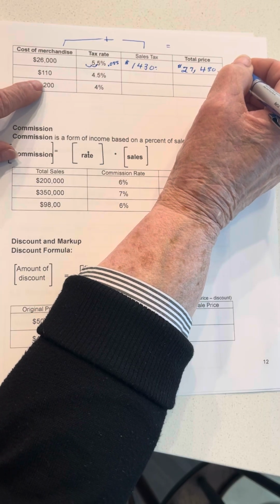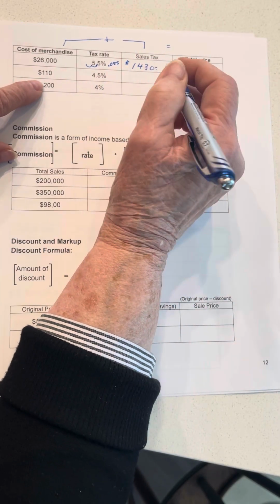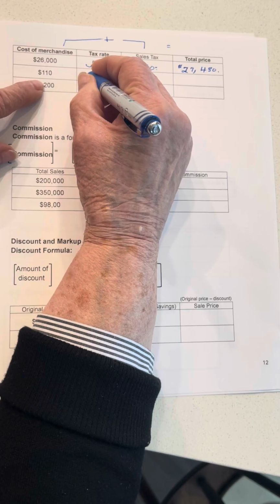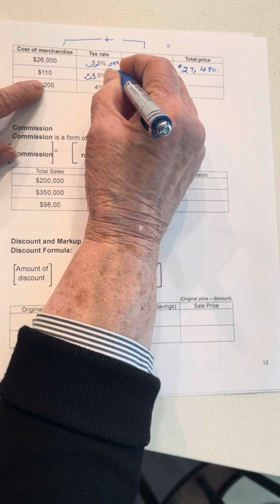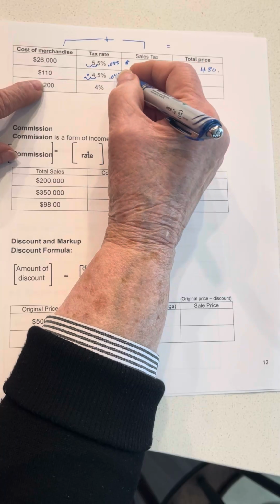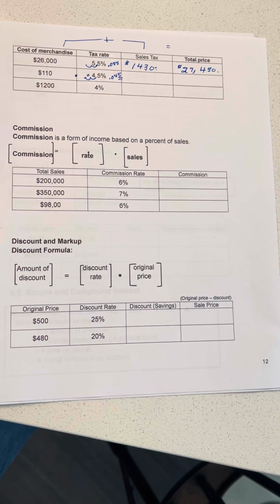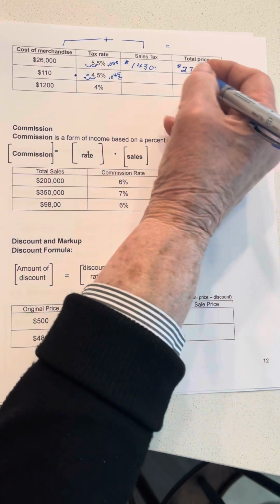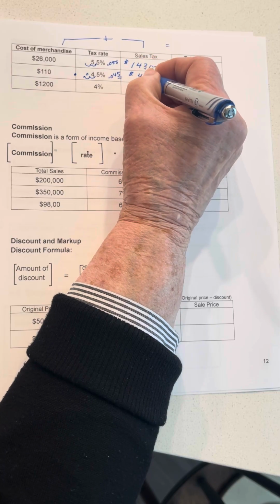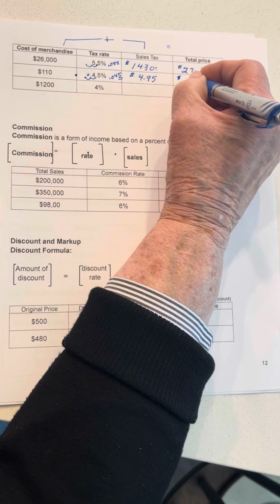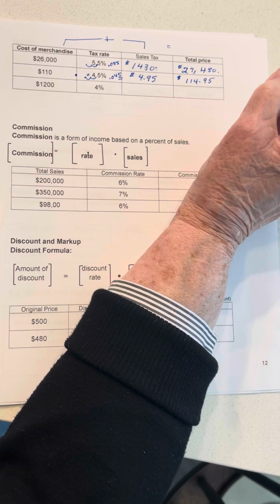The next one, we're buying something that costs $110, and the sales tax is 4 5/10 or 4.5%. So we're going to change this to a decimal, move it 2 places to the left. So again, 45 thousandths, and we're going to multiply that times the price, and that's going to give us the sales tax. And we're going to have to pay $4.95 tax added onto this, so it will be $114.95 when you check out.